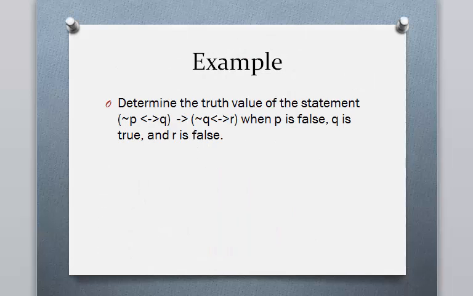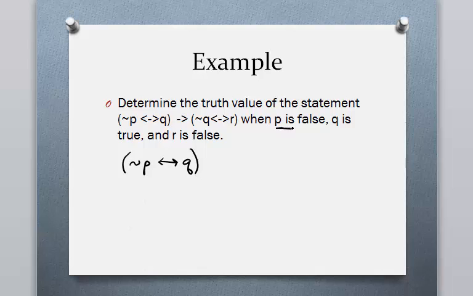Our next example says, determine the truth value of this statement: the negation of P, if and only if Q, and if that's true, then the negation of Q, if and only if R. When P is false, Q is true, and R is false. So let's begin with the negation of P, if and only if Q.